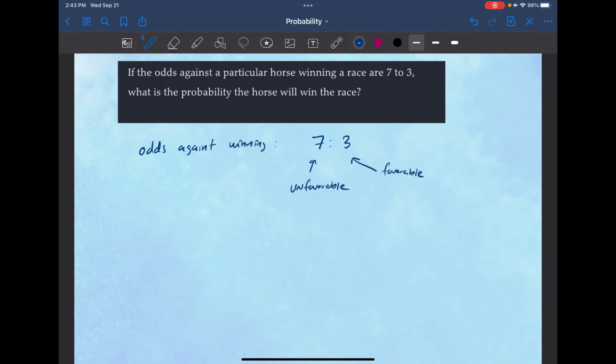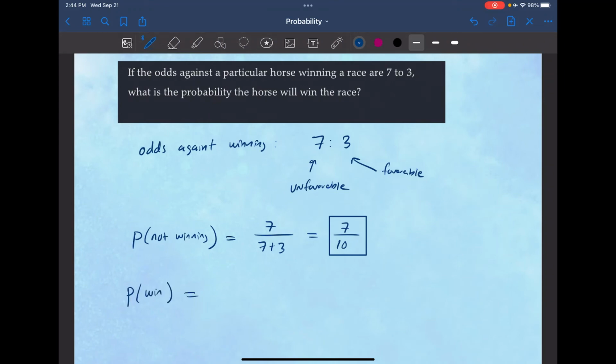Now we want to say what is the probability that the horse will win the race. We know the probability it's not going to win is the unfavorable chances, so that's 7 over 7 plus 3, which is 7 over 10. That's the probability of not winning. Now we can answer the question: the probability of winning is the favorable chances, 3 out of 7 plus 3, or 3 over 10. That's the probability of winning.